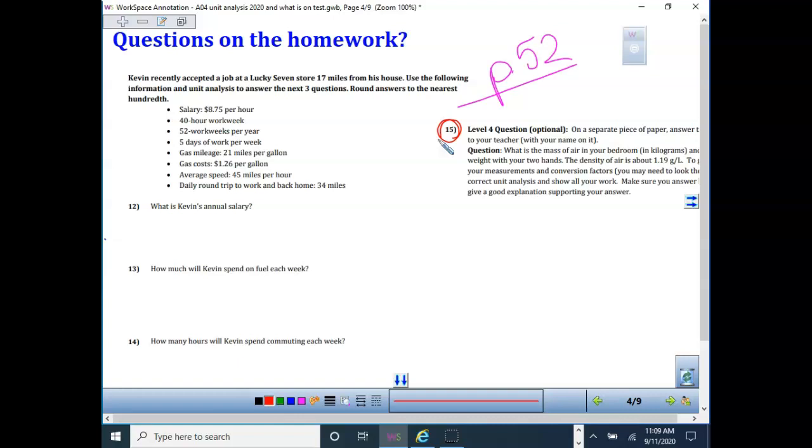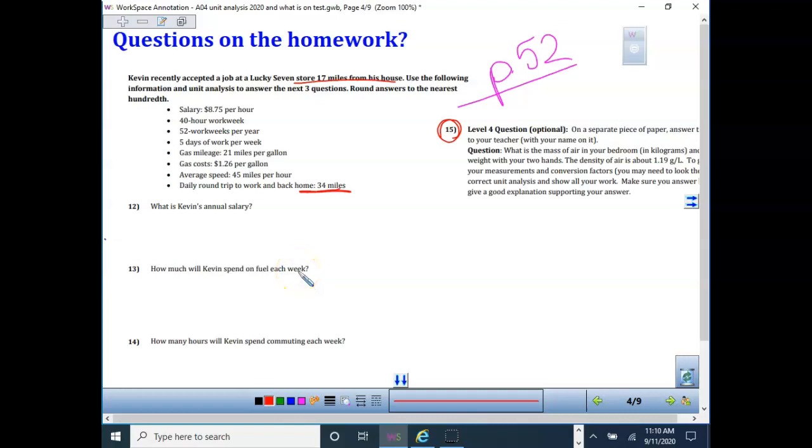So here, you got to use some of the different information that his store is 17 miles, which is also kind of here, where it says his commute is 34. He uses the following information. You're going to use this to do all 3 questions. Do you need all this information to find the annual salary? No. Do you need all of it to find how much fuel he spent each week?